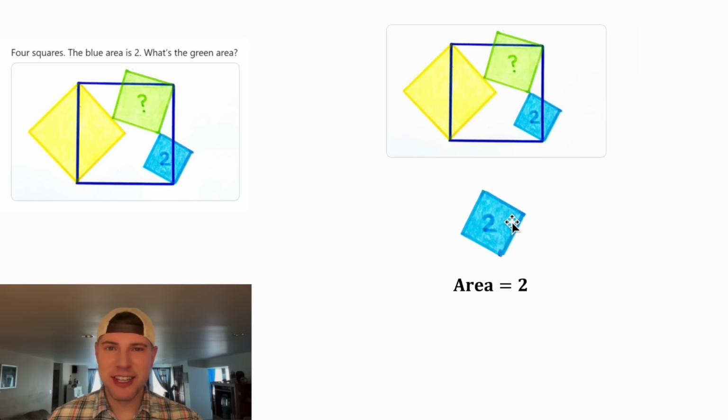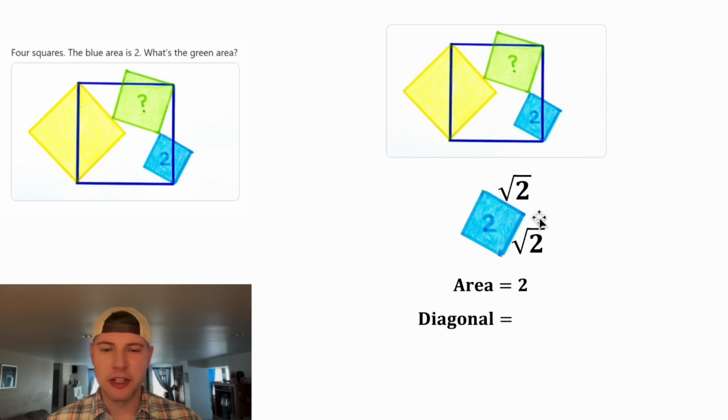The area of this is equal to 2. What is the diagonal equal to? First, we can find the side lengths. If the area is 2, these two sides will be root 2. And that's always true. If you know the area, you can just square root it to get the two sides. And to verify it, square root of 2 times square root of 2 is equal to square root of 4, which is equal to 2.